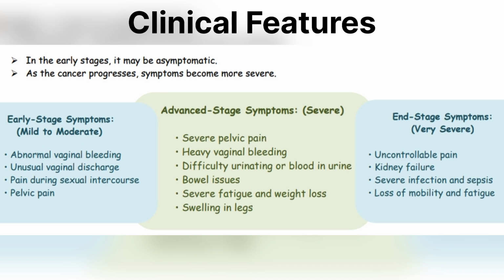In the early stage, the symptoms are abnormal vaginal bleeding, unusual vaginal discharge, pain during sexual intercourse, and pelvic pain. In the advanced stage, the symptoms are severe pelvic pain, heavy vaginal bleeding, difficulty in urination or blood in urine, bowel issues, severe fatigue and weight loss, and swelling in the legs. In the end stage, the symptoms are uncontrollable pain, kidney failure, severe infection and sepsis, loss of mobility, and fatigue.